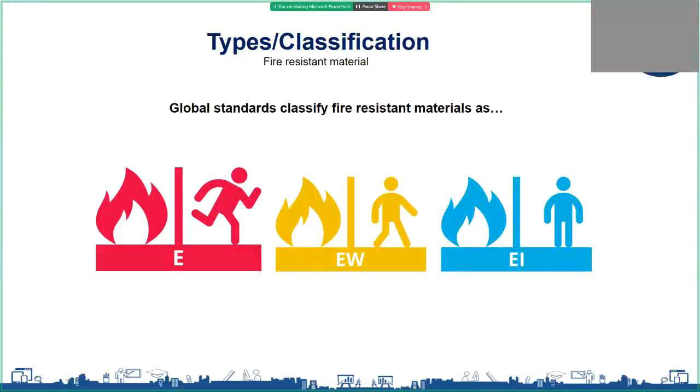The third and major classification, the most advanced classification, is what we call integrity and insulation. Integrity and insulation means the material should completely satisfy integrity, which means it should stop the flames and smoke.